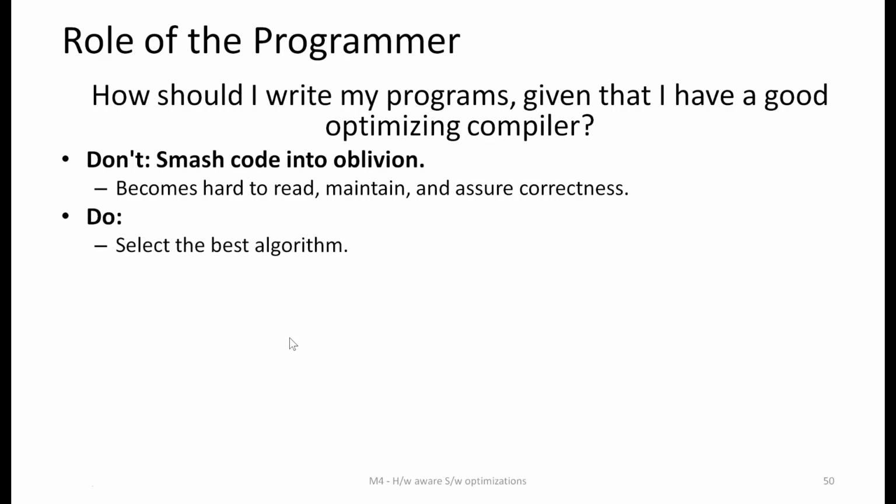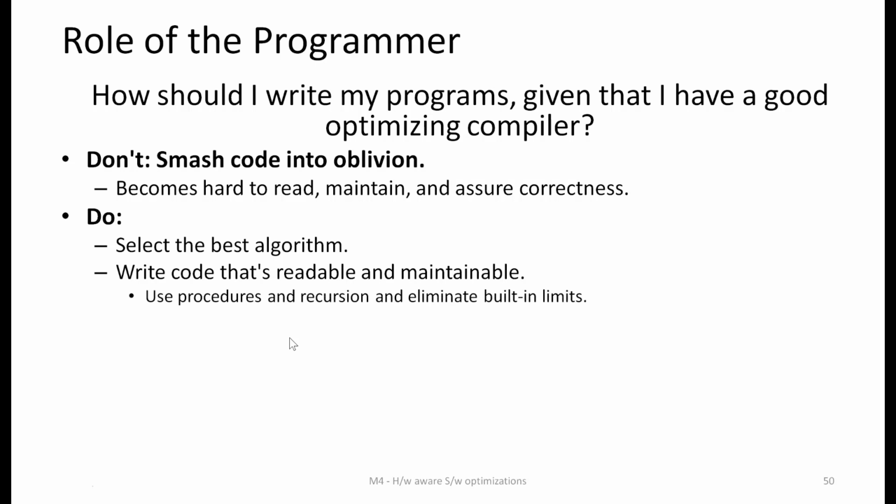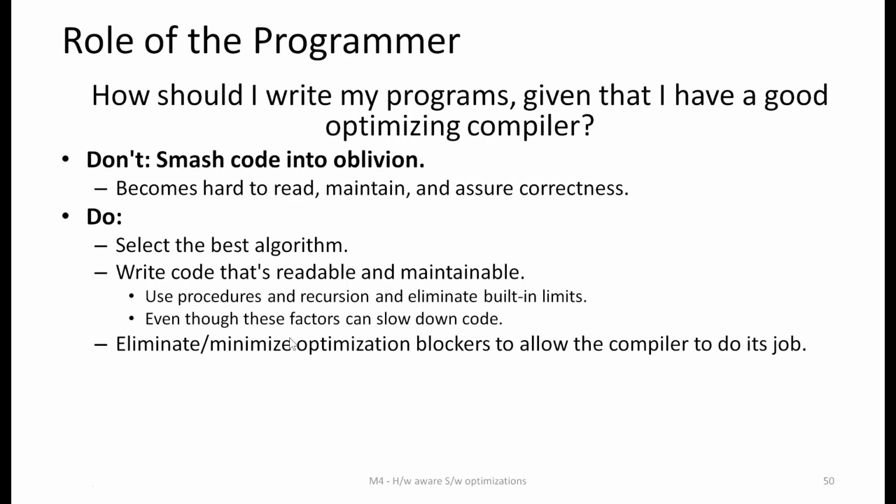So what we would need to do is pick the best algorithm, write the code in a modularizable way which is both readable and maintainable, use procedures and function calls or recursion, and try to minimize the usage of existing libraries and write an efficient version yourself. These factors sometimes might slow down, but when you look at the program yourself, you will understand it. Eliminate any optimization blockers because of using pointers or function calls, because the compiler is very limited in its potential to resolve these.